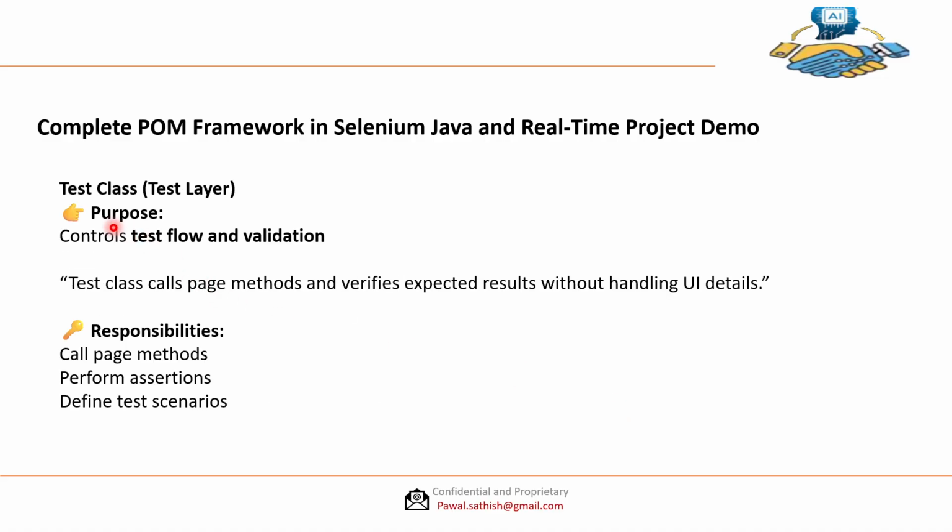Okay, so now here's the test layer. It controls the test flow and the validation. Here we will put the assertions as well. The test class calls the page methods and verifies the expected result without handling the UI details. The responsibilities are to call page methods, perform the assertions, and define the test scenarios.